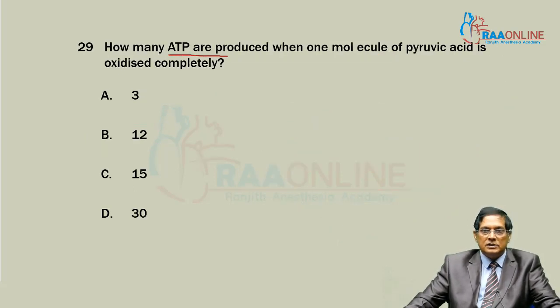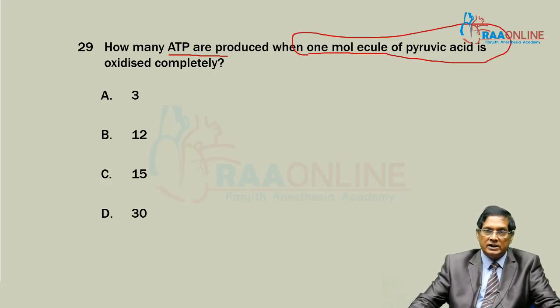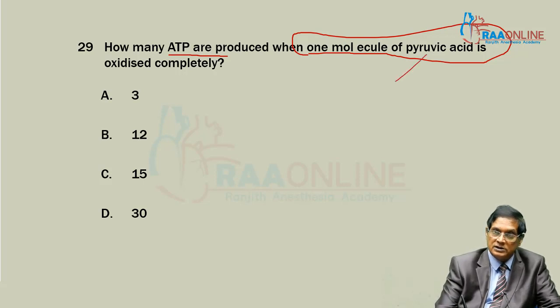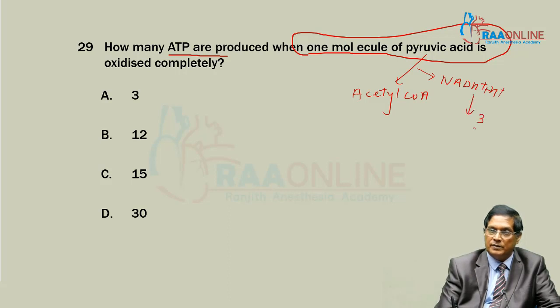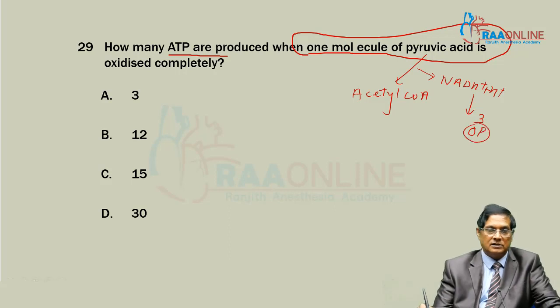How many ATPs are produced when one molecule of pyruvic acid is oxidized? See this one. First of all, this pyruvic acid is converted into acetyl coenzyme A, and in that case 1 NADH2 or NADH plus H is generated, and it forms 3 ATP by oxidative phosphorylation. Mitochondria forms the bulk of ATP by oxidative phosphorylation by the electron transport system.